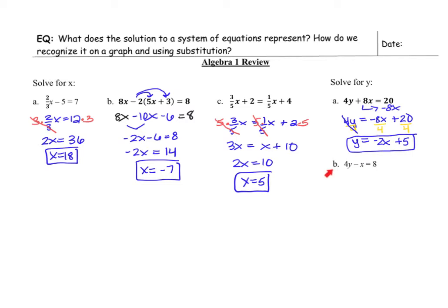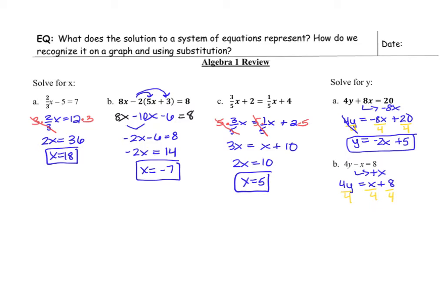What should you do first in letter B? We would first want to move the x over by adding it to the other side. That will give me 4y is equal to x plus 8. Then we're going to divide everything by 4 to get rid of this coefficient in front of the y.